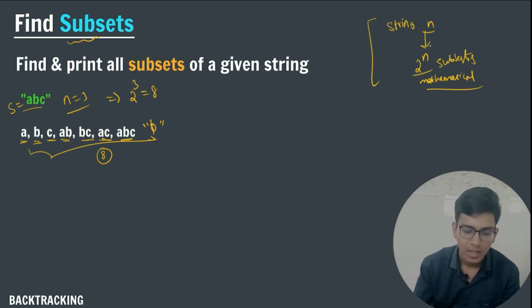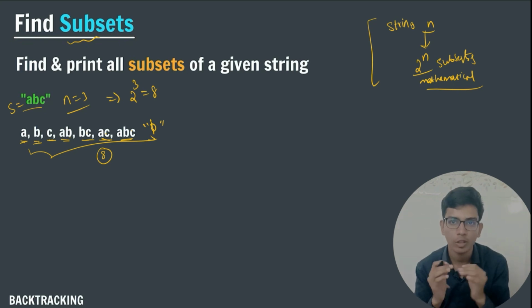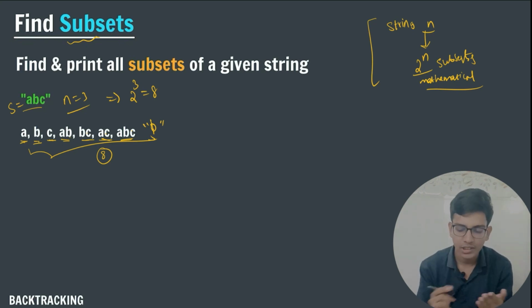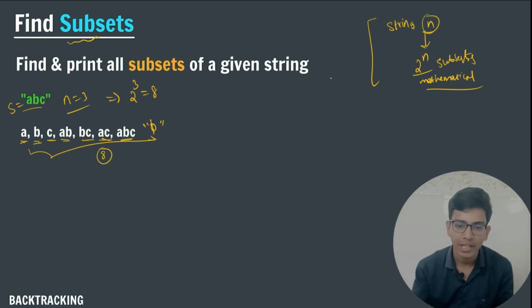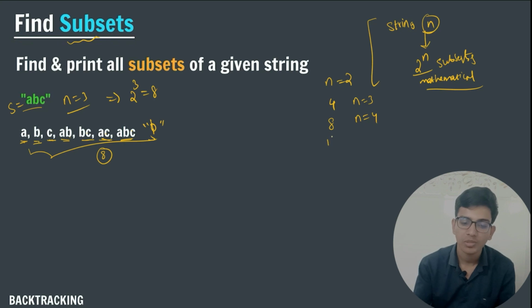Now let us talk about how we can approach this question. We have understood that the user will give us a string. Let us consider ABC, and we need to print all the subsets that can be possible for the given string. We already know the formula for n elements. If n is equal to 2, then the number of subsets will be 4. When n is equal to 3, the number of subsets will be 8. When n is equal to 4, the number of subsets will be 16.